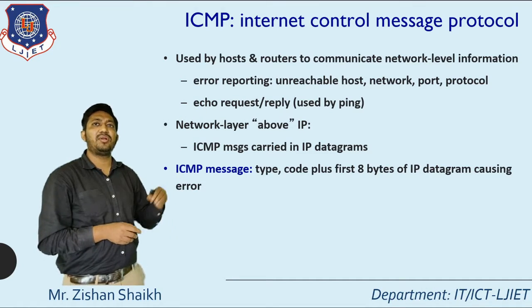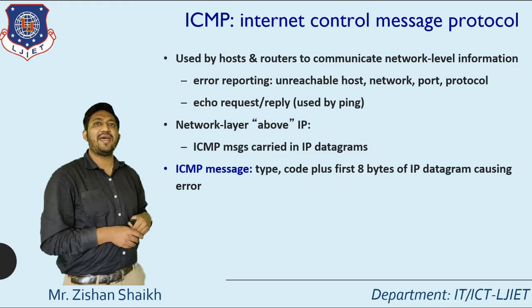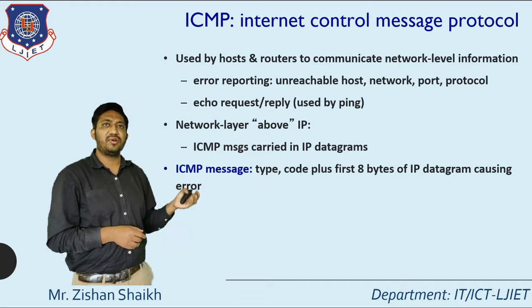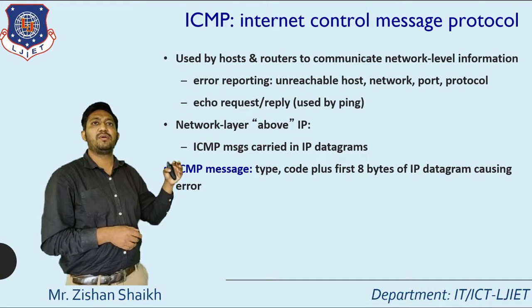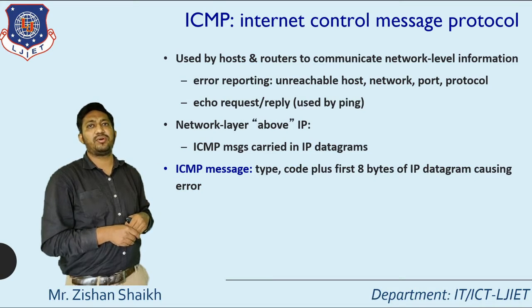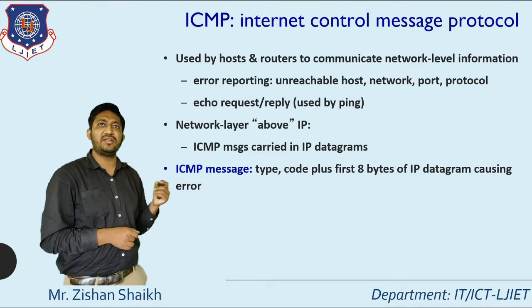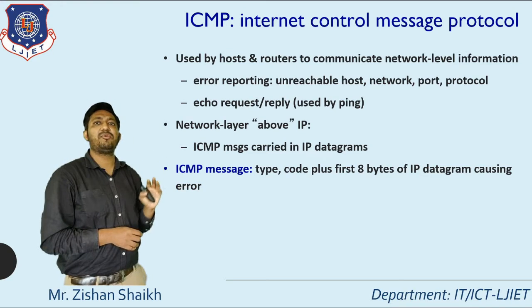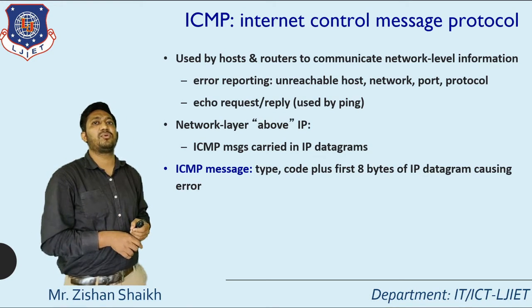So the ICMP protocol provides the function of error reporting. For example, destination unreachable, network problems, port numbers, protocol numbers. Whether a particular destination is available or not is handled by echo request and reply. So this type of network-related facility is maintained by our ICMP protocol.